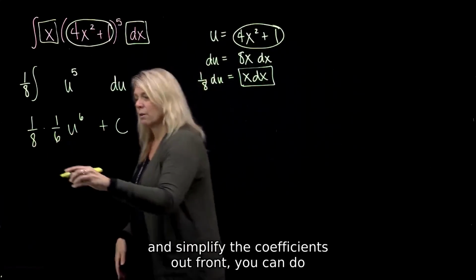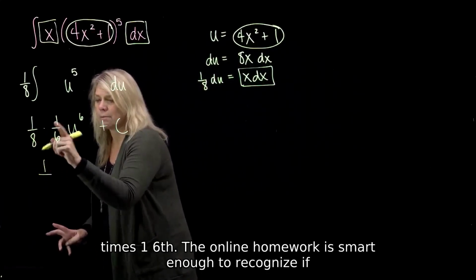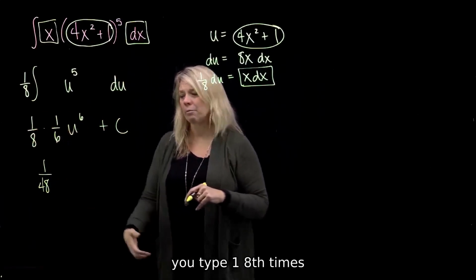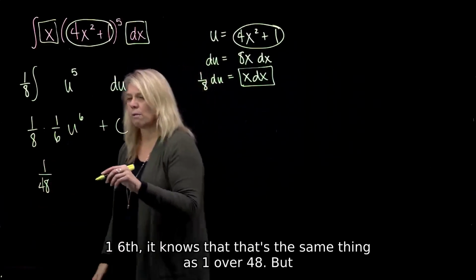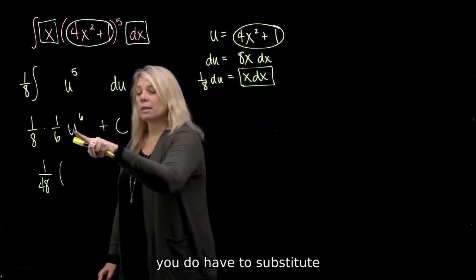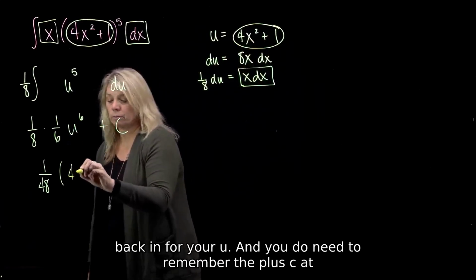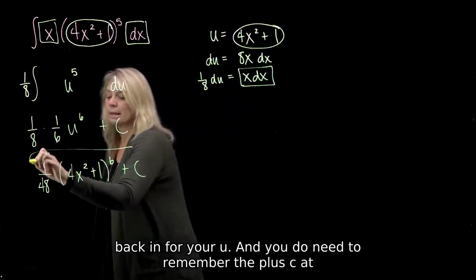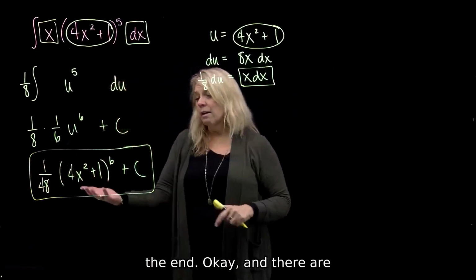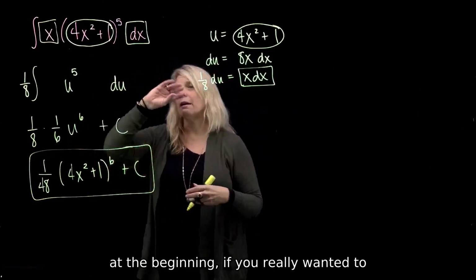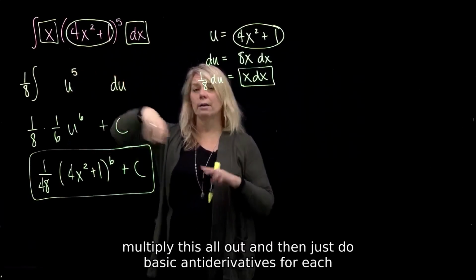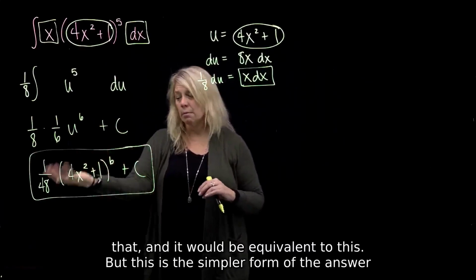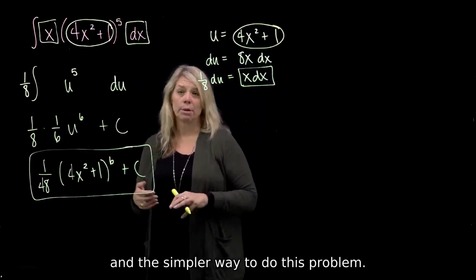If you want to go ahead and simplify the coefficients out front, you can do that, or you could leave it as 1/8 times 1/6. The online homework is smart enough to recognize if you type 1/8 times 1/6, it knows that that's the same thing as 1/48. But you do have to substitute back in for your u. And you do need to remember the plus c at the end. Okay, and there are other forms for this answer. As I mentioned at the beginning, if you really wanted to multiply this all out and then just do basic antiderivatives for each term, you could do that and it would be equivalent to this, but this is the simpler form of the answer and the simpler way to do this problem.